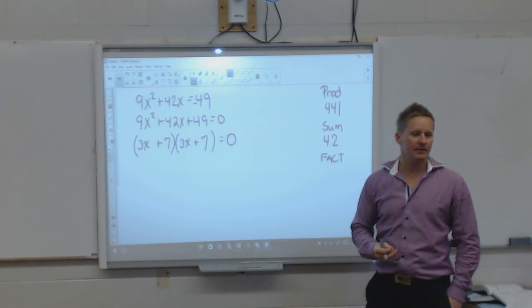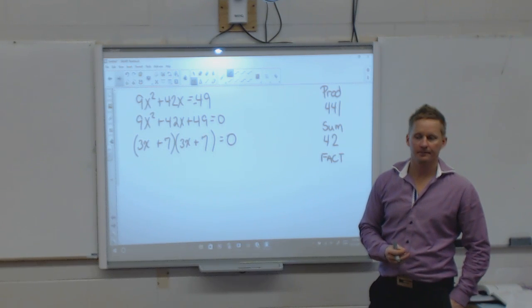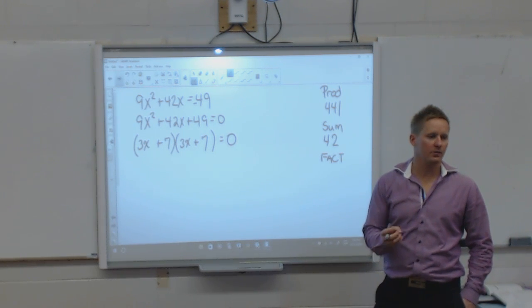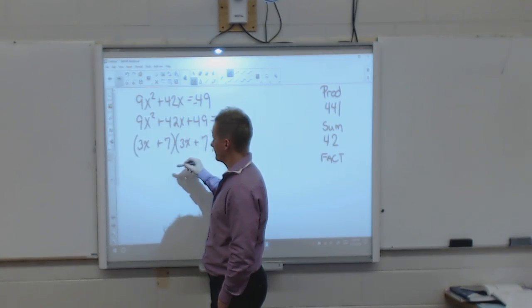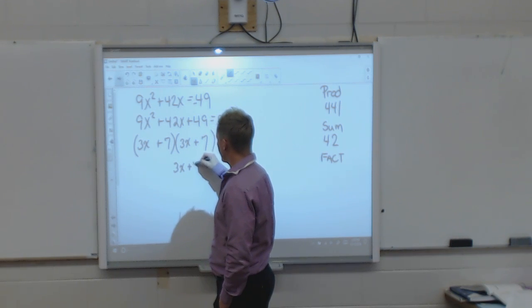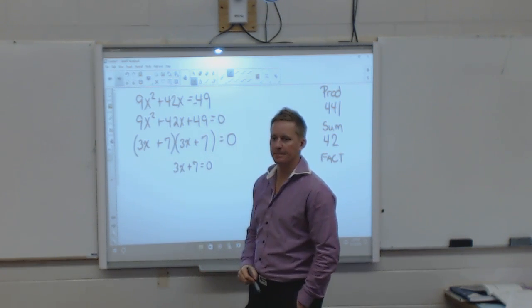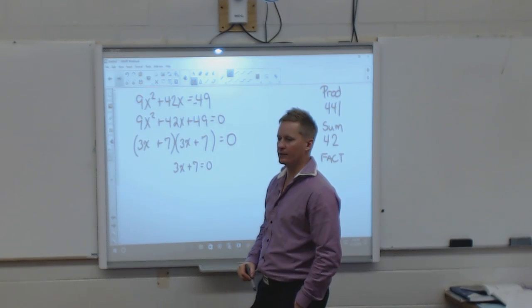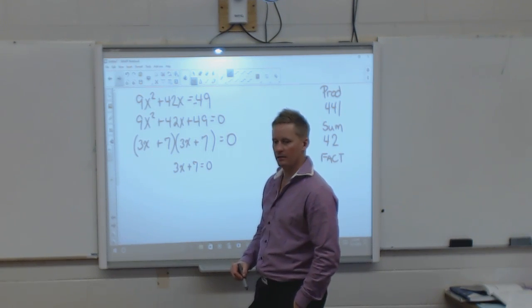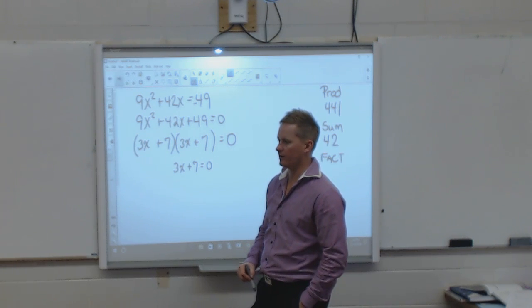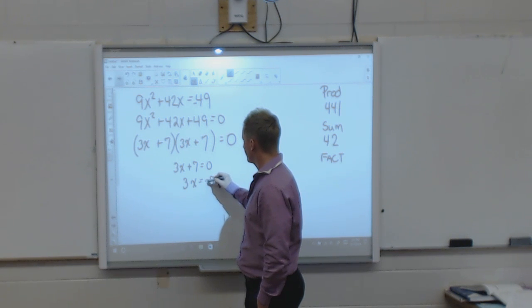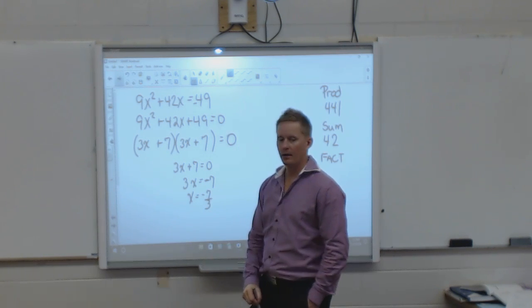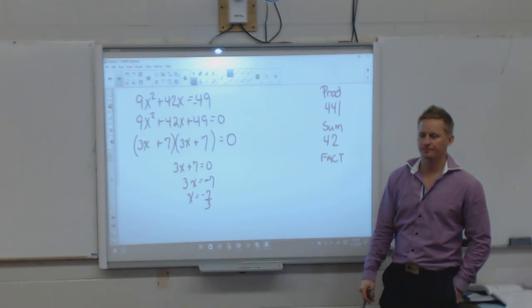How many roots do I have in this question then? 0, 1, or 2? 1. I have 1 root, because these are the exact same. Therefore, I go 3x plus 7 is equal to 0. How do I solve for x? How about we do it in the reverse order of that? Subtract 7. Very good. Divide by 3. I have one root for this equation.